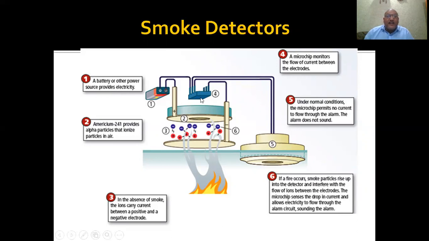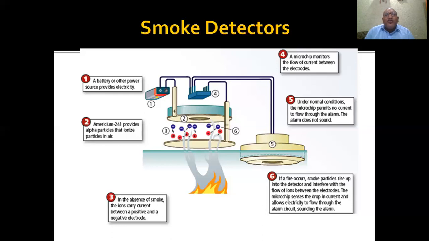This chip will send a current to the alarm, and the alarm will start producing sound. So basically what happens is that when the smoke comes here, the smoke changes the path, the smoke will disturb these ions. When the smoke disturbs these ions, the current cannot flow, and what will happen? This microchip will send a signal to the alarm, and the alarm will start ringing. It's very simple.